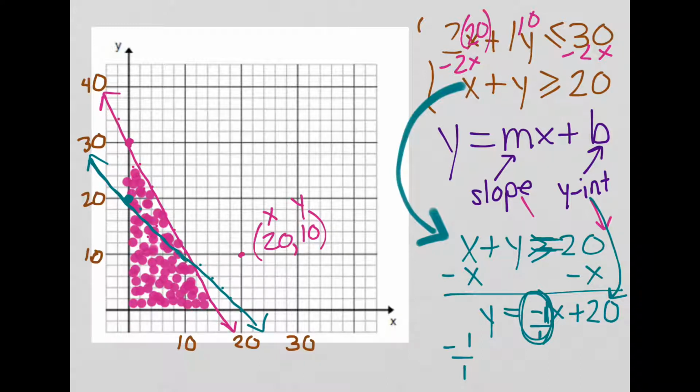Okay, can you see that? So that's my second boundary, and I forgot to mention, it's a solid line, because I could buy exactly 20 ads, so it could equal 20. Now we need to test a point.